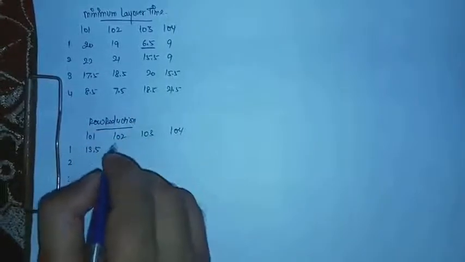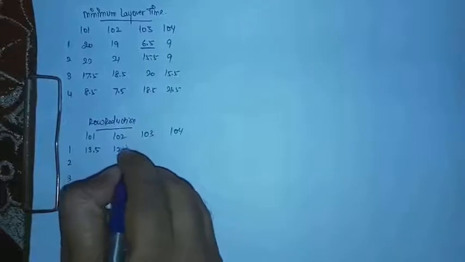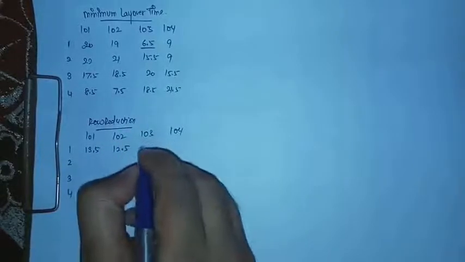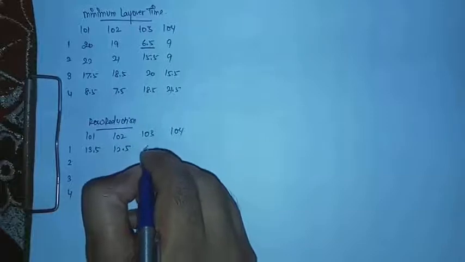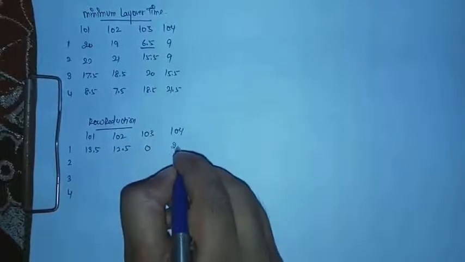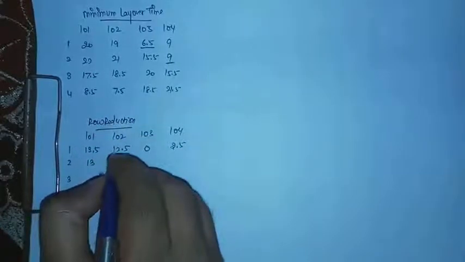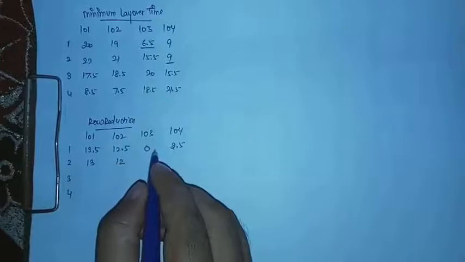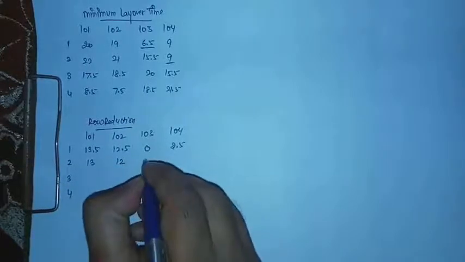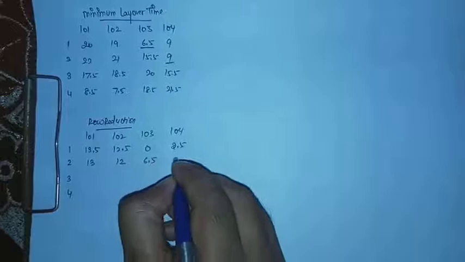13.5. 19 minus 7, 12.5. 9 minus 7, 2. 6.5 minus 6.5, 0. 9 minus 7, 2.5. Again, the smallest element from this row is 9. 22 minus 9, 13. 21 minus 9, 12. 15.5 minus 9, 6.5. 9 minus 9, 0. Again, the smallest element from this row is 15.5. So 17.5 minus 15.5, 2.